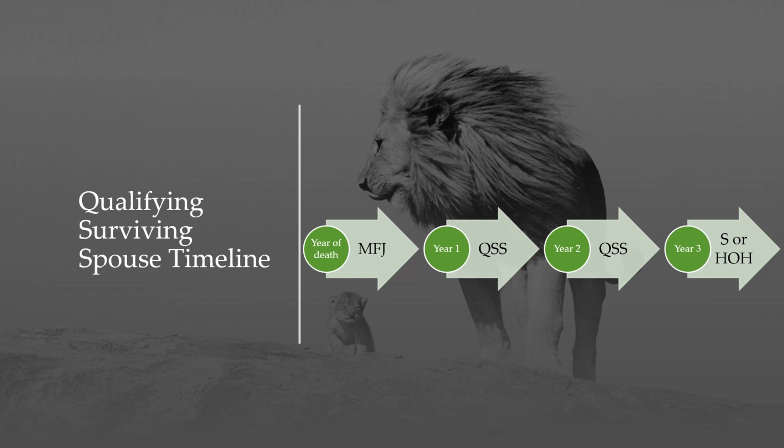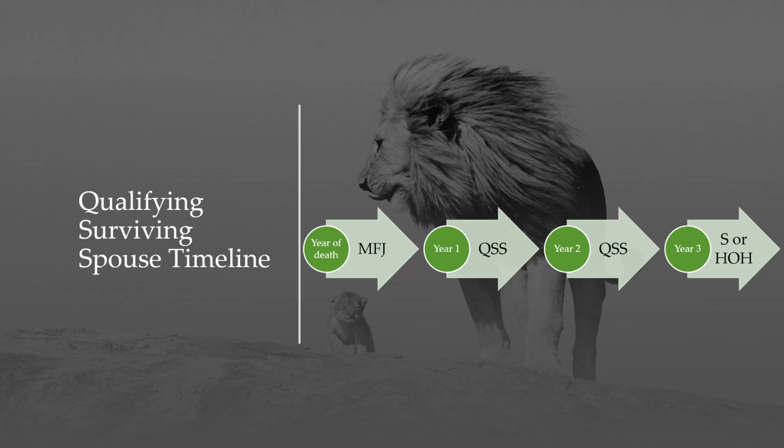So it always seems like there are test questions regarding this filing status and the timeline of when it can be claimed. So I just want to clarify. In the year of the death of the other spouse, provided that the taxpayer has not remarried, the taxpayer would file married filing jointly with their deceased spouse on the return.